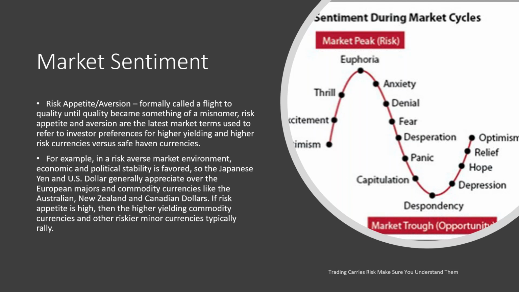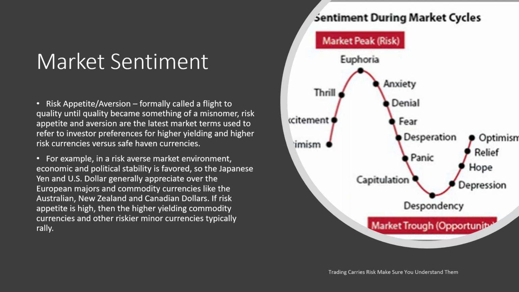So formerly called flight to quality, until quality became something of a misnomer, risk appetite and aversion are the latest market terms used to refer to investor preference for higher yielding and higher risk currencies. Now, whenever there's a panic in the market around the world, for any reason, the Japanese yen is considered a safe haven currency. So is the US dollar. It used to be gold.